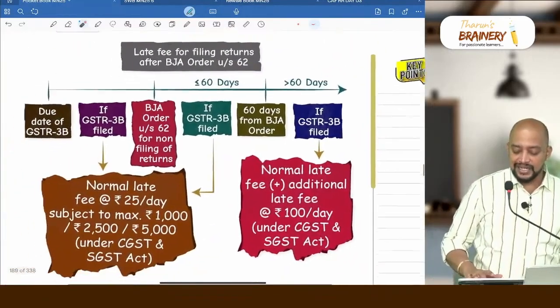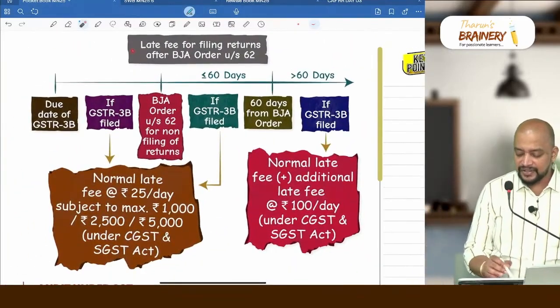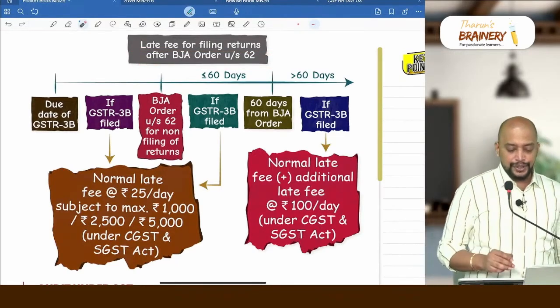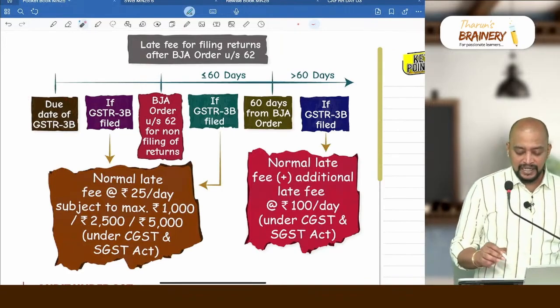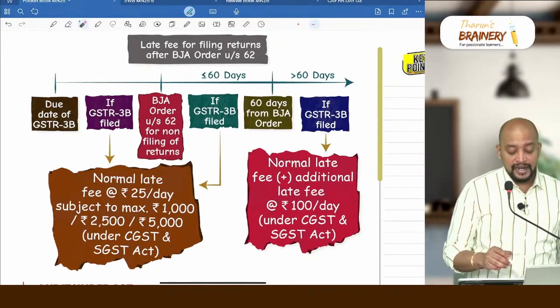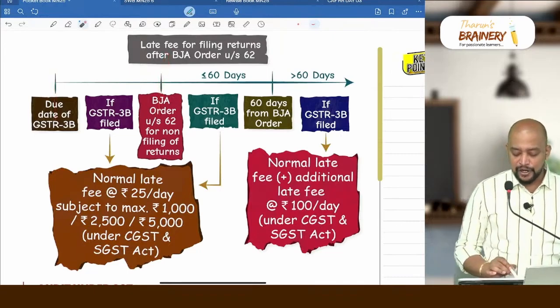I gave the chart in the next page, you can see. Late fee for filing returns after best judgment assessment order under section 62. So due date of GSTR 3B, and if 3B is filed after due date but before best judgment assessment order, we need to pay a normal late fee.